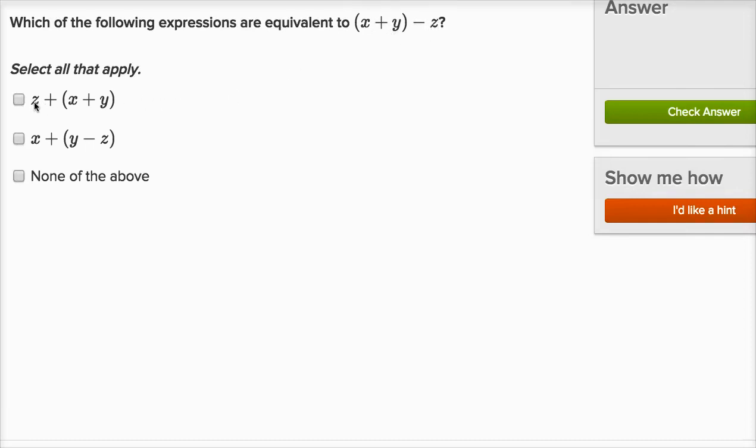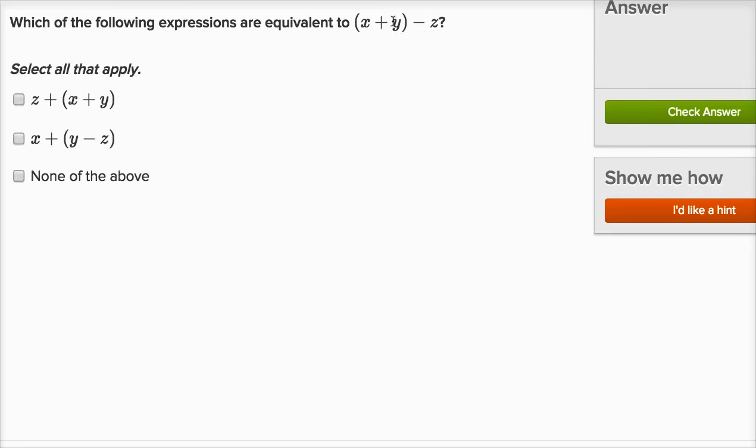So if they wrote a negative z here, this and this would have been equivalent. But they don't have a negative z here. So I would not select that one. Now this one, you have x plus (y minus z). Well, they just changed the parentheses. Instead of doing the x plus y first, they're doing the y minus z first.